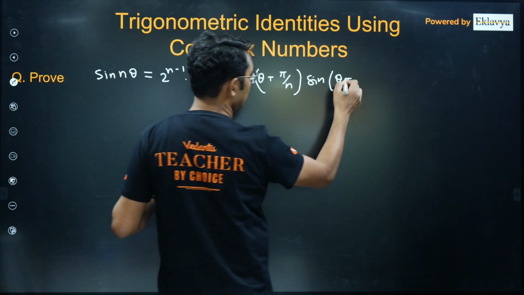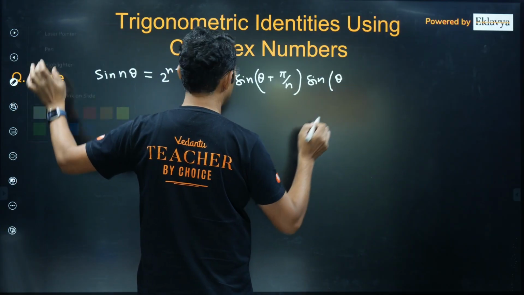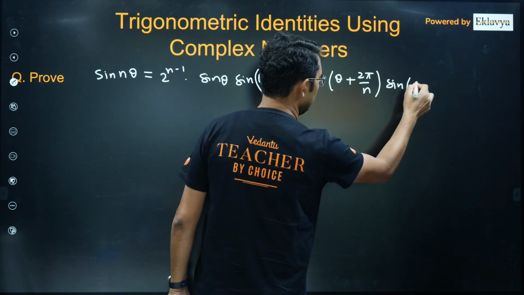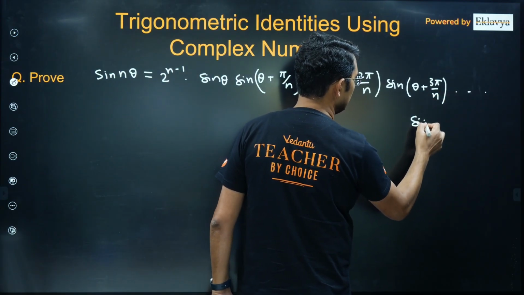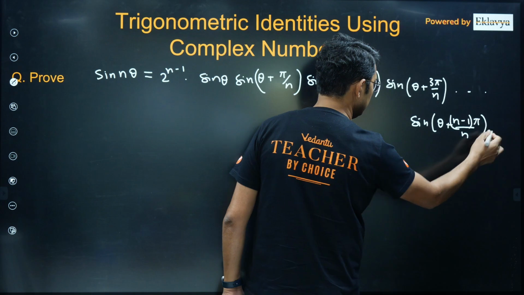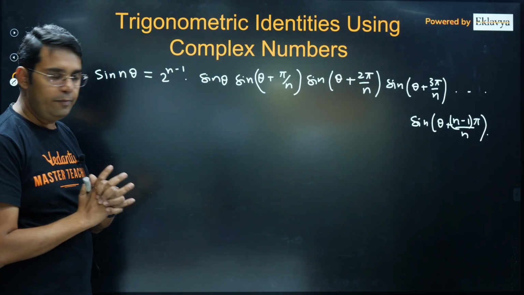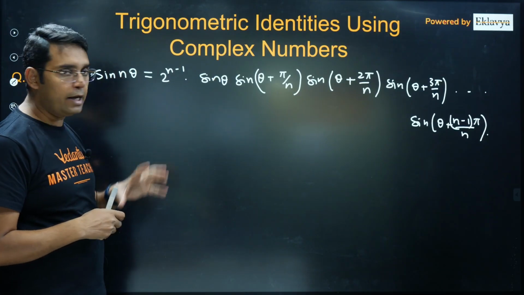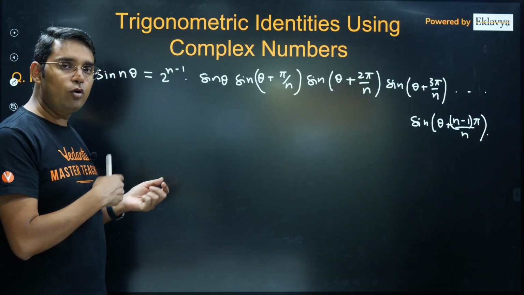Sine of theta plus 3 pi by n, and so on. Let me write the last term also, theta plus n minus 1 pi by n. Now it should have been with plus or minus sign. Please think of this: it has to be some identity which will be valid for all theta. Now I can figure out whether there will be a plus sign or minus sign for some angle theta. I can claim it will have the same sign for all thetas.